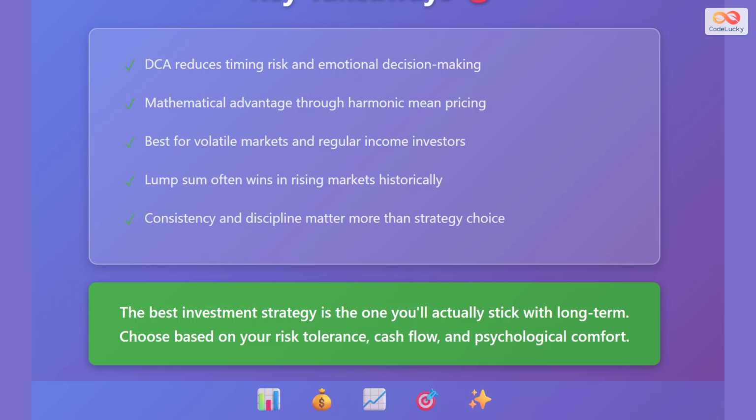Most importantly, consistency and discipline matter more than strategy choice alone. The best investment strategy is the one you'll actually stick with long-term. Choose based on your risk tolerance, cash flow situation, and psychological comfort. Whether you choose DCA, lump sum, or a hybrid approach, the key is starting and staying committed to your investment journey.